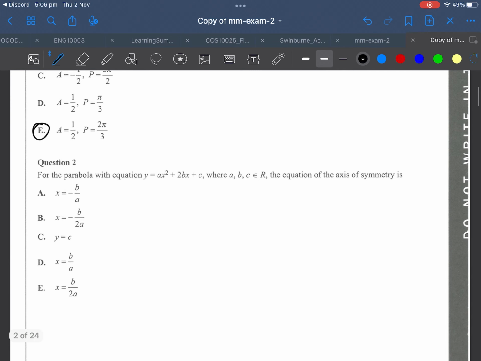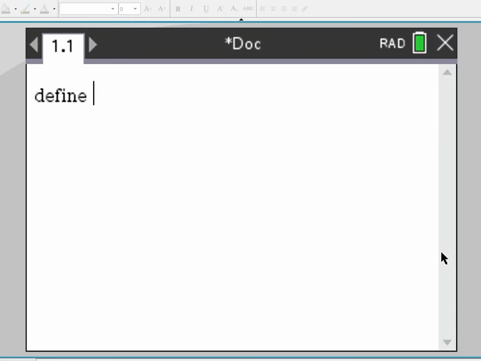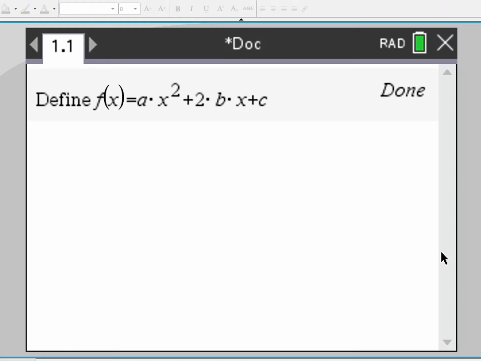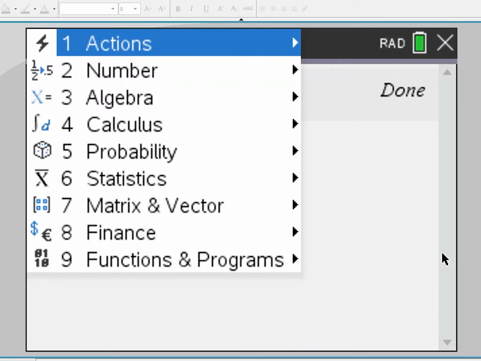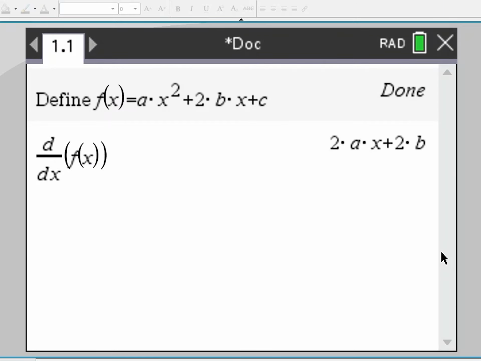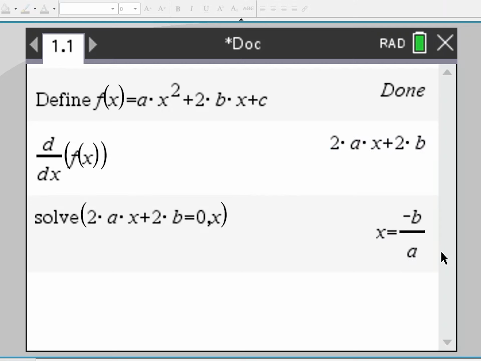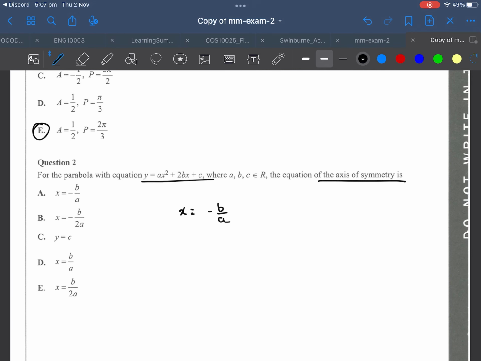Okay. Now for the parabola with equation y equals ax squared plus this, where a, b, c belong to all real numbers, the equation of the axis of symmetry is... so the axis of symmetry is basically asking for the x coordinate of the turning point. So let me just define this function real quick. Define f of x equals a times x squared plus 2 times b times x plus c. Alright, and menu for 1, differentiating it now, f of x. So solve that equals 0 comma x. So our answer is x equals minus b on a, so a.